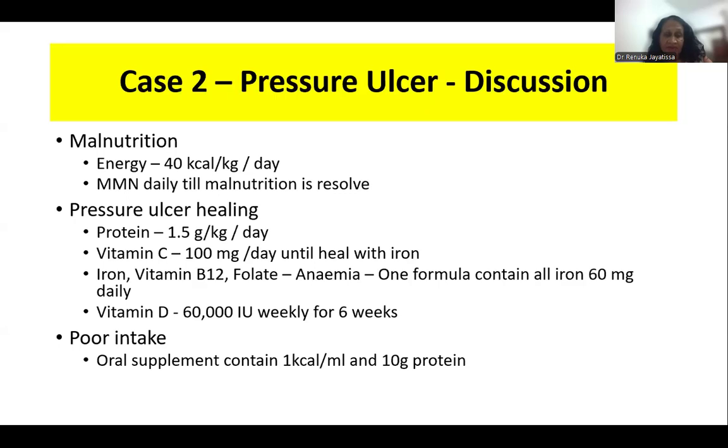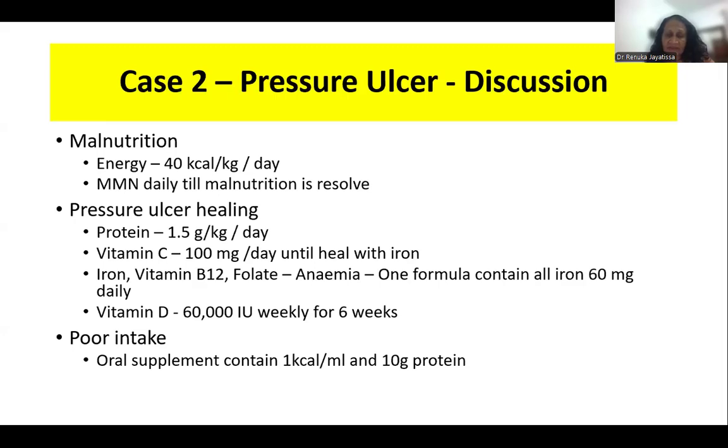Protein: you don't need to go for very high protein, but at least they need 1.5 gram per kg per day. Vitamin C, you can give 100 milligram per day, that is enough. And the patient needs iron, vitamin B12, folate, a supplement containing all three for anemia, because we don't know whether the reason is iron or vitamin B12 or folate deficiency. So because this is a 78-year-old person, better to go for iron, B12, folate, all three contained in one formula.